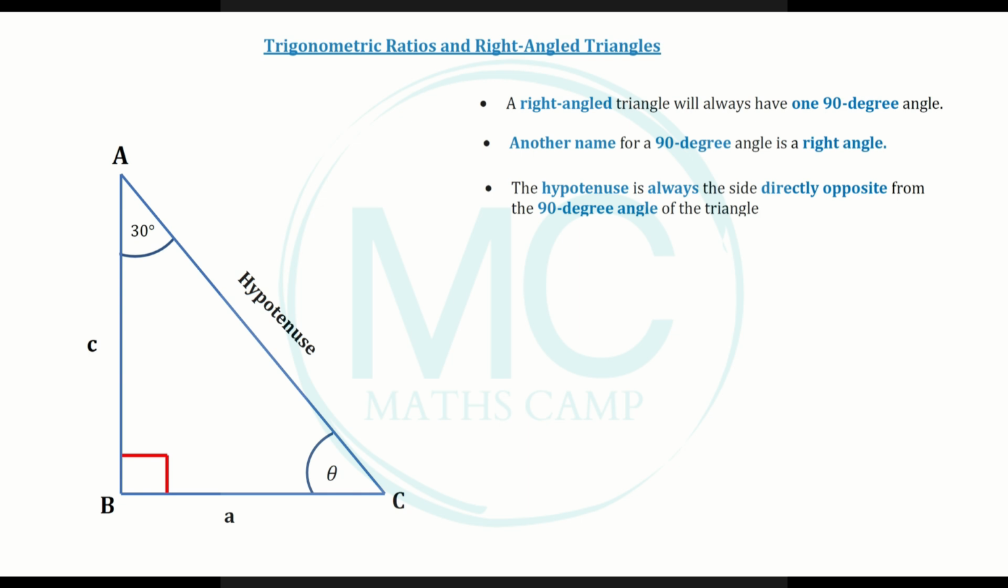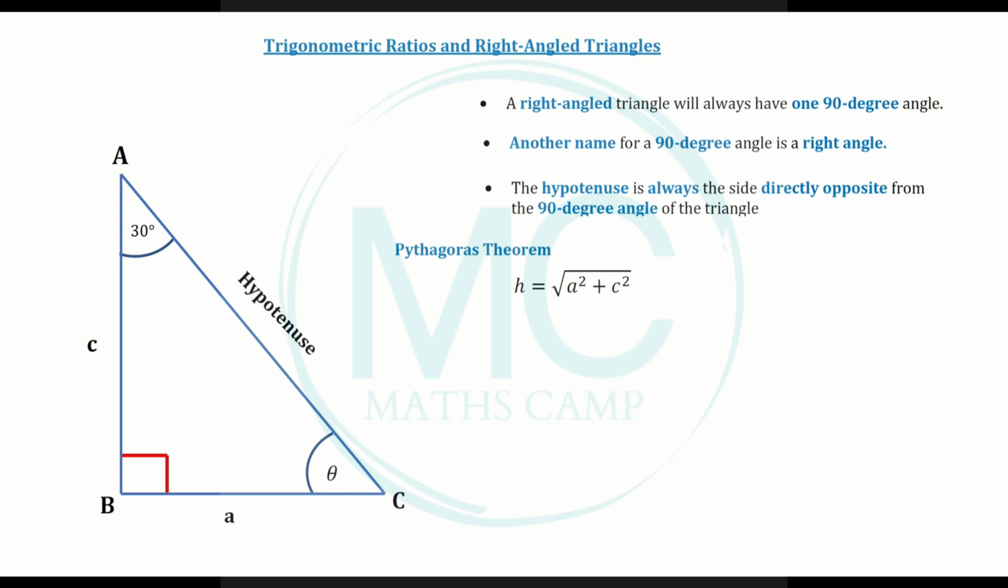In geometry, we have learned about the Pythagoras theorem. This theorem states that the length of the hypotenuse is equal to the square root of the sum of the squared values of the other two sides. So we can write this as h, the hypotenuse, is equal to one side of the triangle, let's call it a, squared, plus the length of the other side of the triangle, let's call it c, squared, all under a square root.